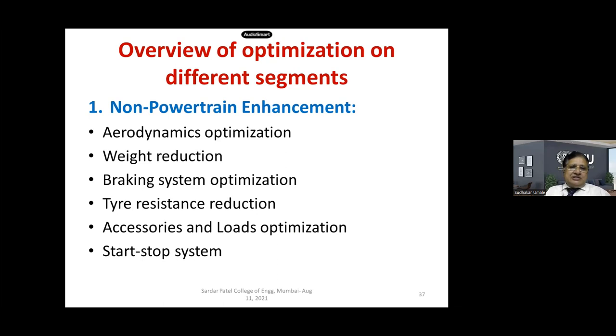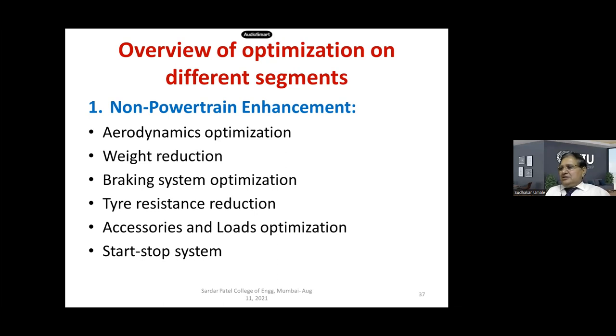Now, the fourth is braking system optimization. When you apply the brakes many times, the fuel consumption is more. Whenever there is more fuel consumption, again emission is a problem. Next is tire resistance reduction. That means we have to reduce the rolling resistance of the tires.